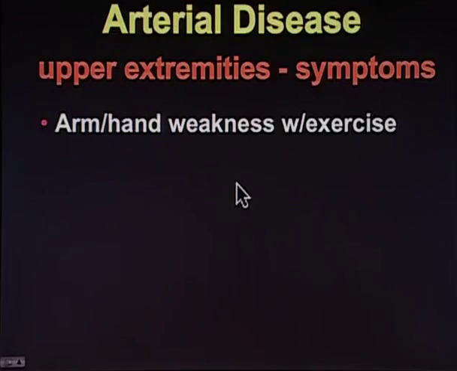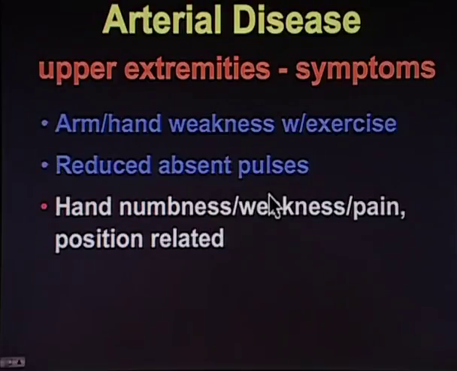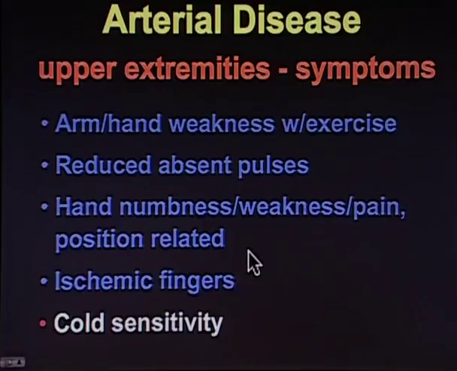Now, the symptoms of upper extremity arterial disease are hand and arm weakness with exercise. The patient may have reduced or absent pulses in the wrist or the brachial pulse. They may have hand numbness, weakness, pain, and this can be position related. Also, ischemic fingers and cold sensitivity. We'll talk in just a moment about the different diagnostic methods associated with each of these conditions.